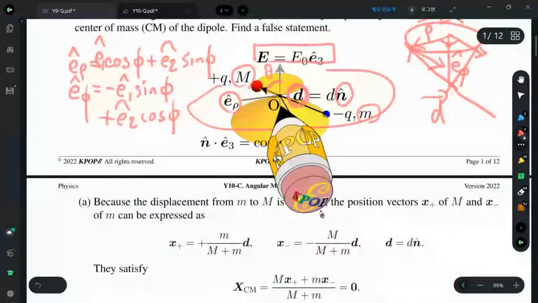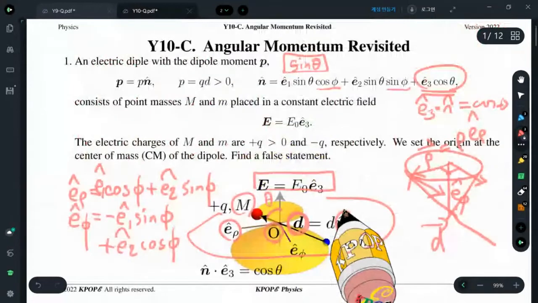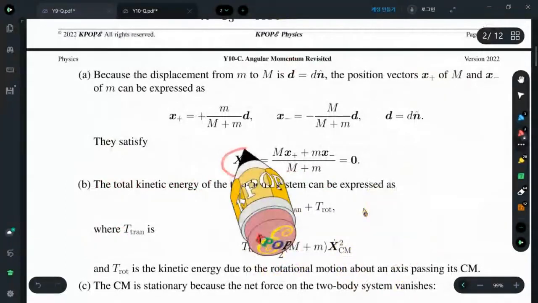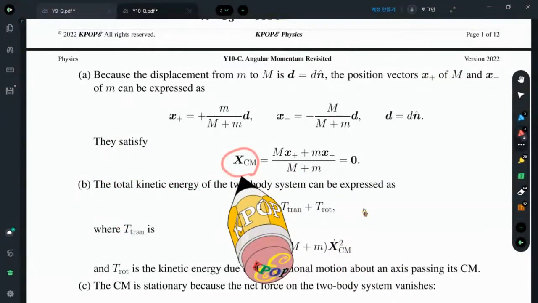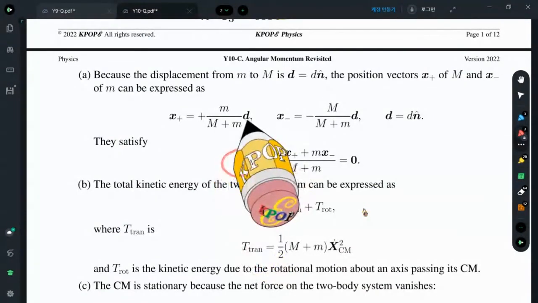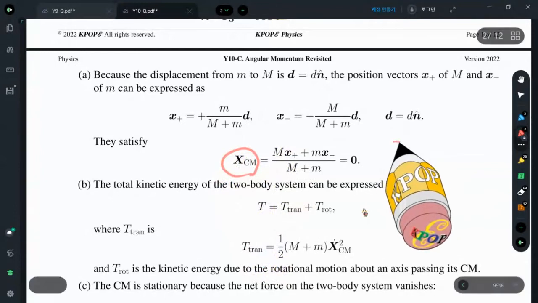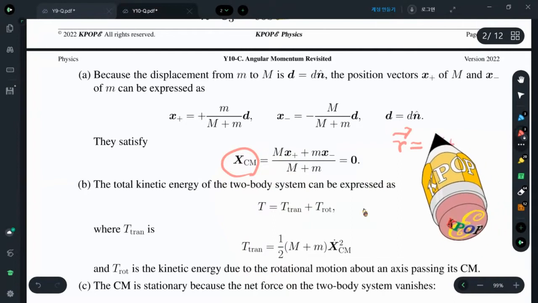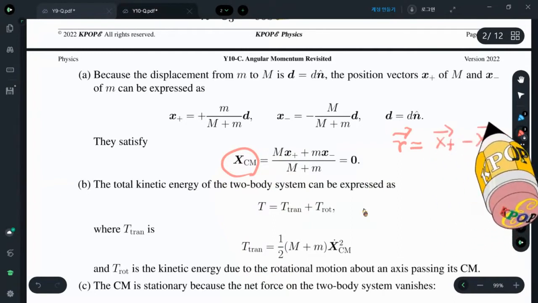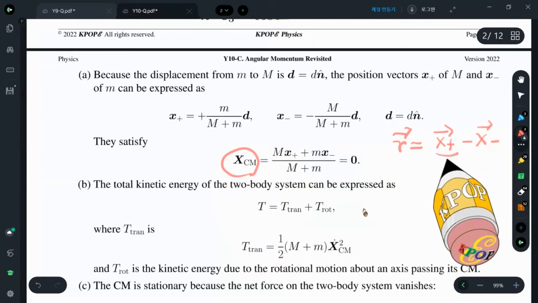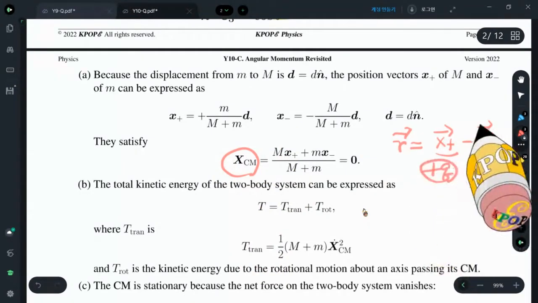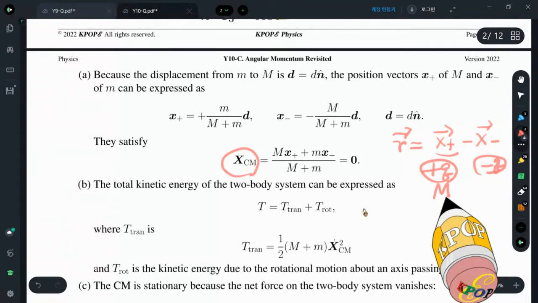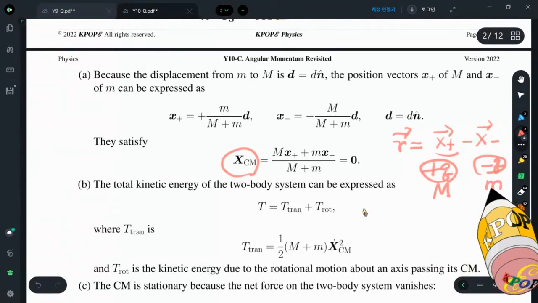First, we have chosen the origin. This origin is at the center of mass. We remember the center of mass is a weighted average of the position vector. We recall that the relative coordinate, usually we wrote r, and in here the relative coordinate is x plus minus x minus, that is the position vector at plus q, and this is the position vector at minus q, and this one has a mass capital M, this guy has a mass small m.